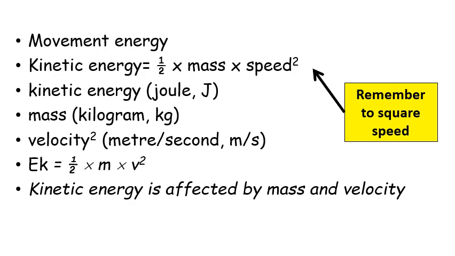The units for kinetic energy are joules. For mass, they are kilograms. So if any question has grams in it, you need to convert to kilograms. Speed is called velocity, so velocity is in meters per second. The short version of the equation is EK, kinetic energy, equals 1/2 times the mass times the velocity squared. Kinetic energy is affected by two factors, and that is mass and velocity.